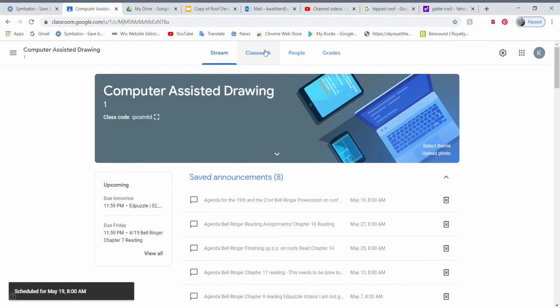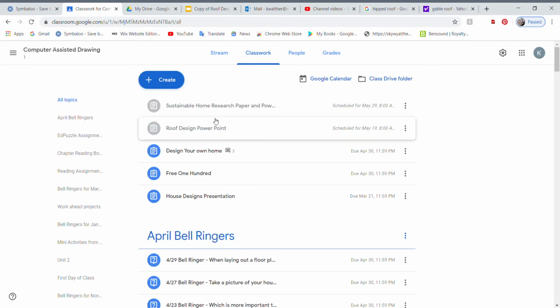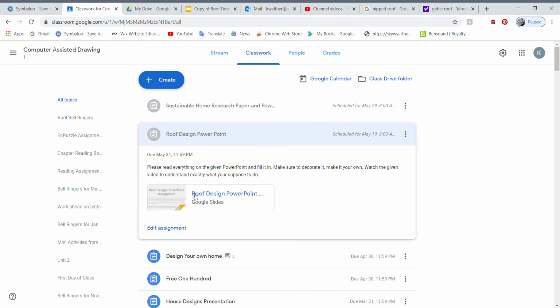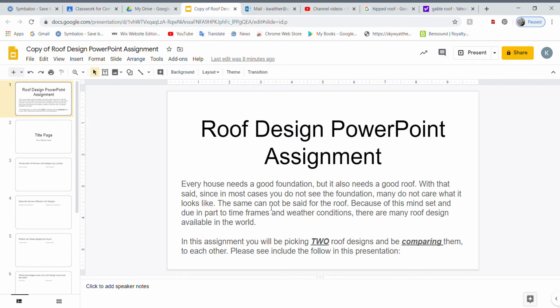So if we go over here to classwork, it's right here, roof design PowerPoint. And I gave you each one of these slides, okay? So you each have one of these slides. And right in the beginning, in the front, it tells you what it is you're actually supposed to be doing.